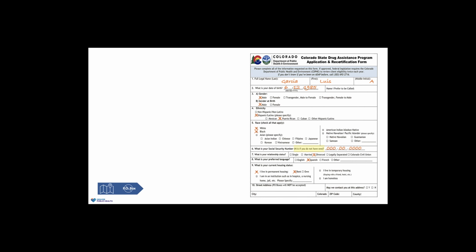Line 10, what is your street address? You can't use a P.O. box here. And after your street address, they want city, zip code, and county. Line 10 becomes important because remember you have to be a Colorado State resident to receive SDAP. Now, how do you prove that you're a Colorado State resident?